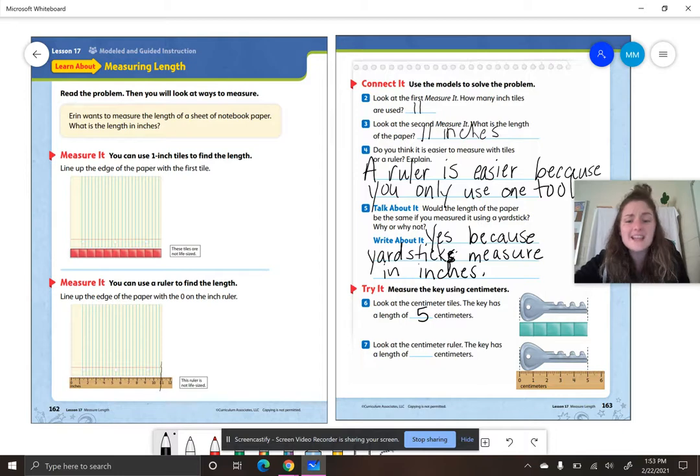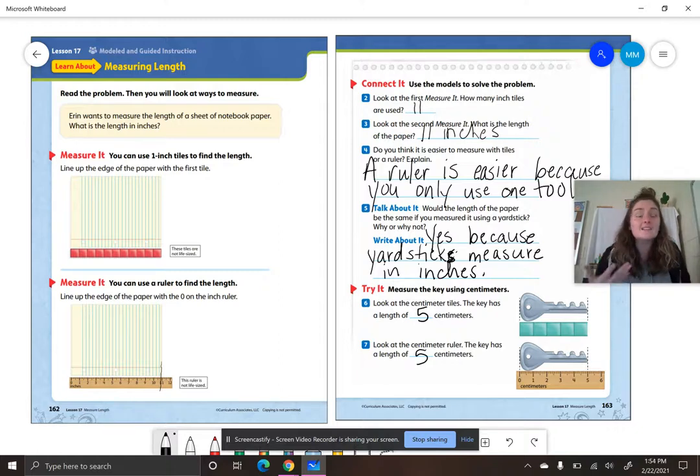It says, look at the centimeter ruler. The key has a length of 5 centimeters, so it has the same length. Which tool would be easier to use, the tiles or the centimeter ruler? The ruler, right? Because it's just one tool that I could use to measure end to end. Just like the inches, Smarties, you start with measuring at the 0. So you would line up the left end of the key to the 0 and measure the length at the right end.